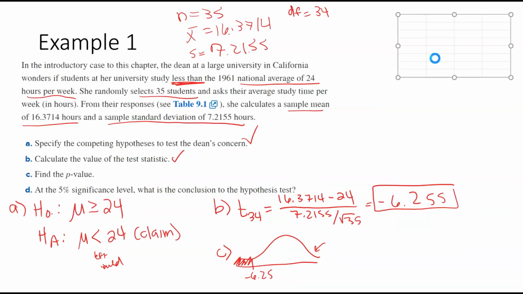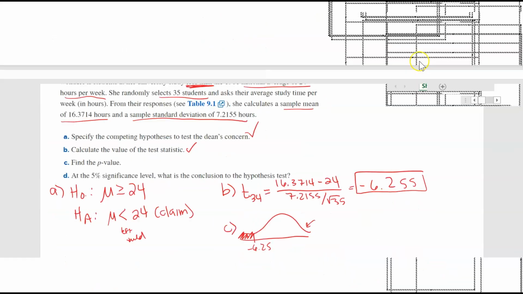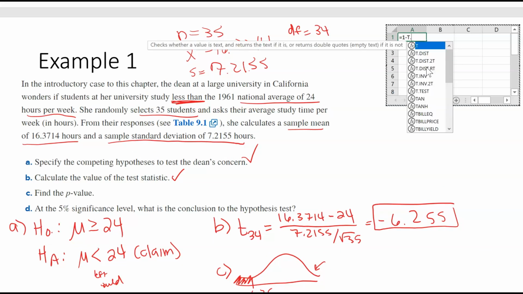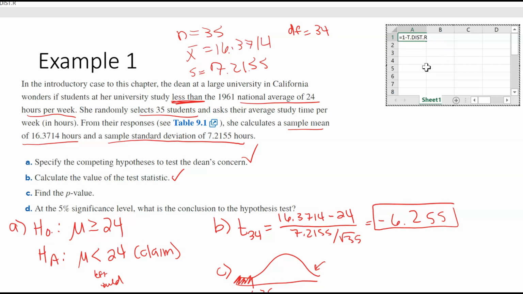So we're going to go into Excel to find our p-value. Because it's left-tailed, it's the opposite for the t-distribution. T.DIST, 1 minus negative 6.255, and our degrees of freedom is 34. So our p-value, what does that e mean? The e means that's how many decimals you have to move it. So it's 0.00000. So our p-value is approximately 0.